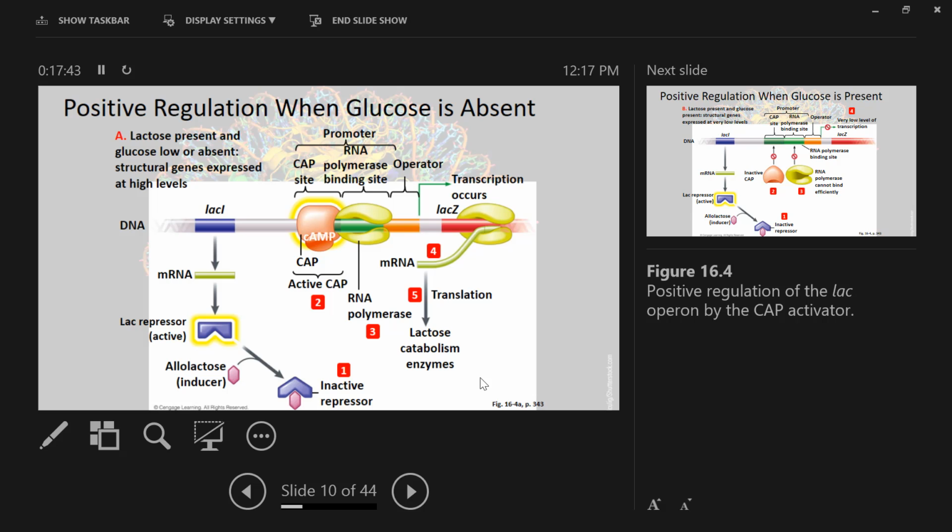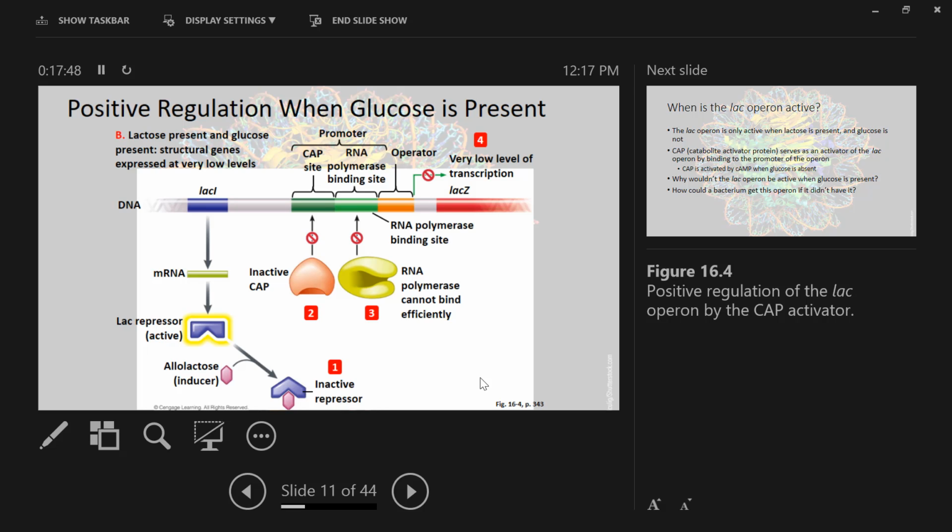The CAP's default position is inactive. The default position of this CAP protein is inactive. The default position of this is to have the repressor binding here. So the default position is glucose is present, lactose is not, right? Lactose is not present, your repressor's bound here at the operator. Glucose is present, this protein is inactive. And even if glucose isn't present, this would now be active and would help RNA polymerase bind there, but your repressor's sitting there. So you need glucose to be absent and lactose to be present in order to fully switch this on.